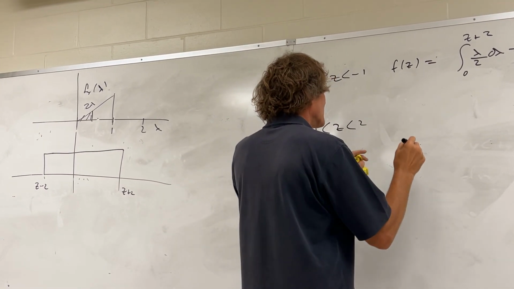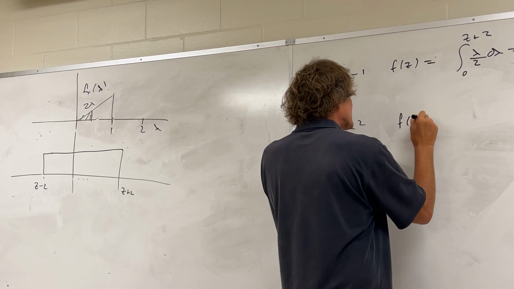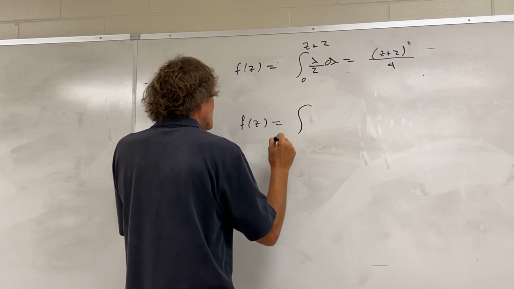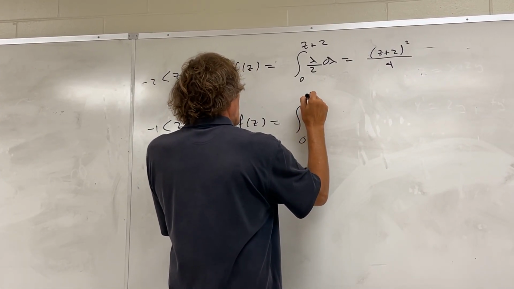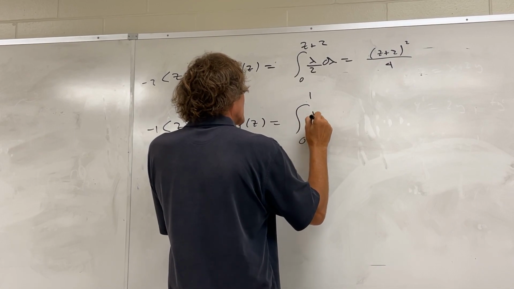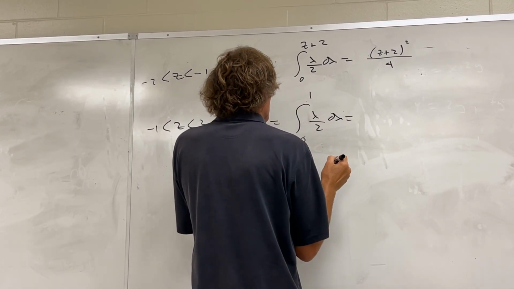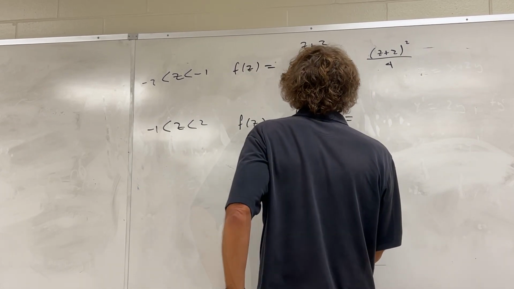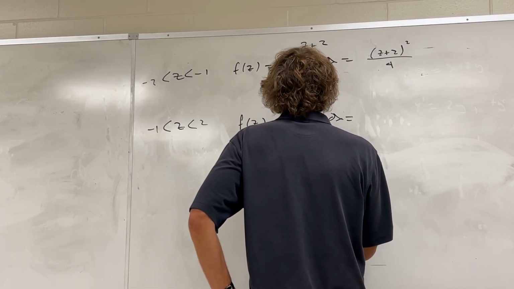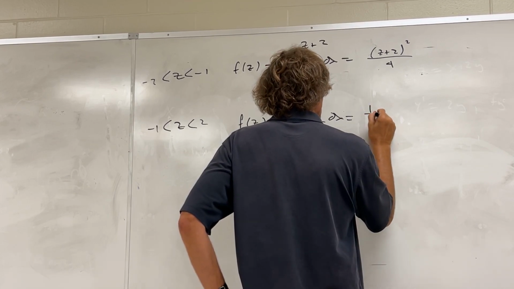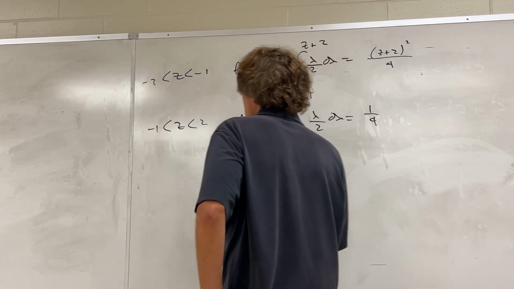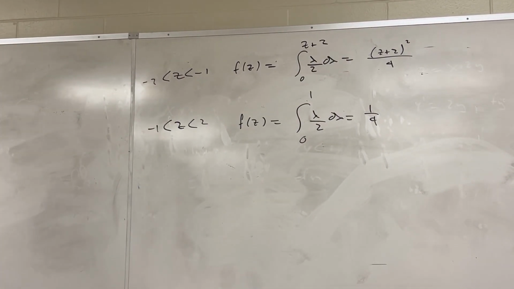So here, then my f of z is going to be a constant, and that's just going to be the integral from 0 to 1 of lambda over 2 d lambda. And that's lambda squared over 4, or just 1/4. So it's going to be a constant from there to there. Do you all agree with that?